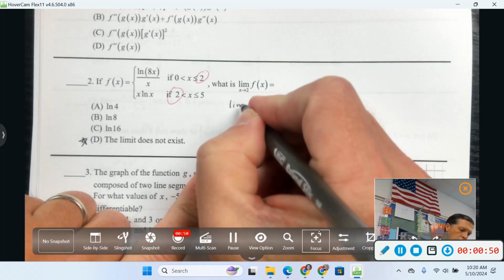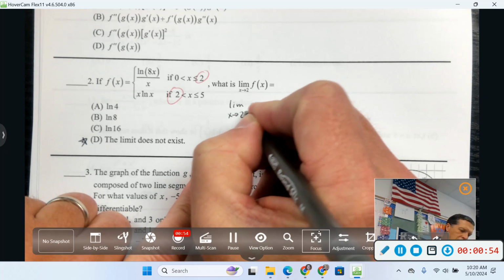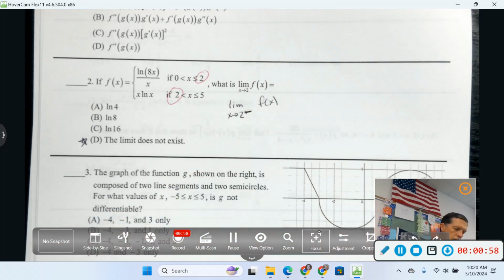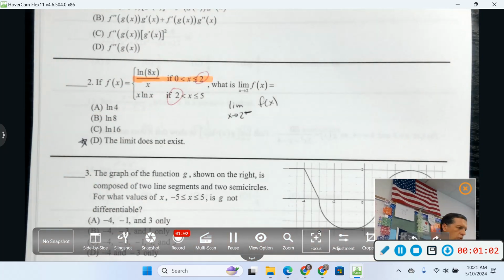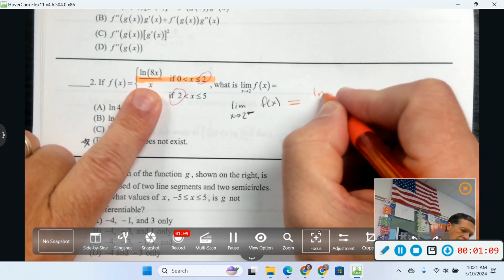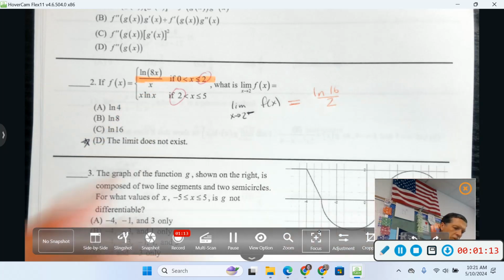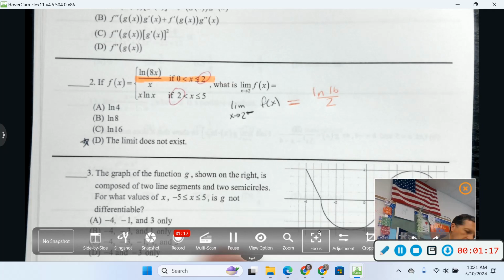Let's use some formal notation here. So limit as x approaches 2 from the right. Now let's do the left first, just kind of go in order. That would be this one. So 2 from the left would be that side. So I'm going to use this equation and plug in 2. So natural log of 16 over 2. All right, let's just leave that alone and do the other one and see if we learn anything.